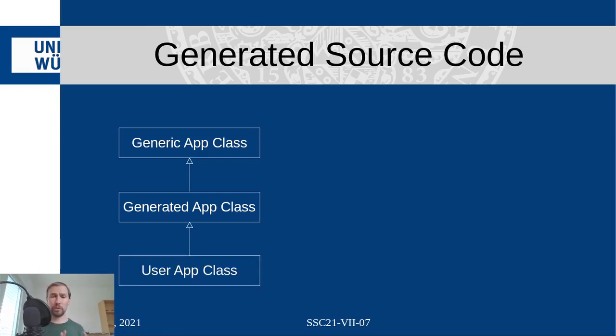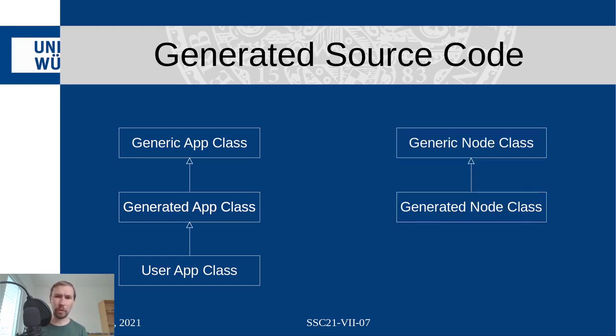So the user creates their own class that inherits from the generated code. And the user app class just contains code that implements the desired behavior. So it is not necessary for the user to implement telecommand handling and so on. This is already encapsulated in the generated and generic app class, and the user can fully concentrate on implementing the behavior of the apps. For the node, this is similar.